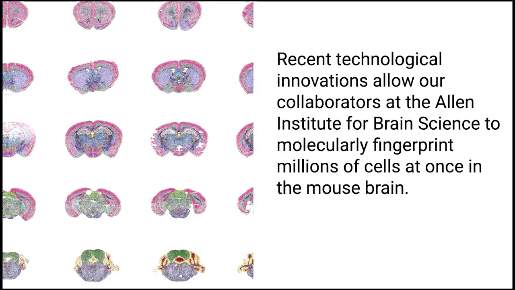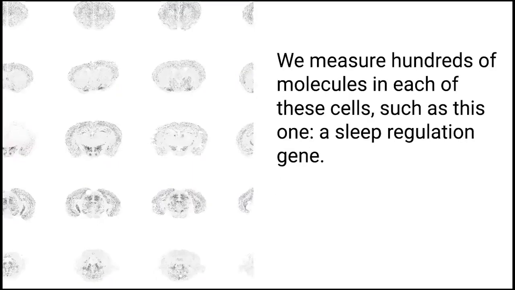So you can see that there's already, just by your eye, a lot of detail that you can identify where different types of cells are clustered in different areas. And when I say molecularly fingerprint, what I mean is that we measure hundreds of molecules in each of these cells at once. On the left now, I'm showing, for example, one that's related to sleep regulation, where a dark color means that that cell uses a lot of this gene, and the light color means that that cell uses relatively little.